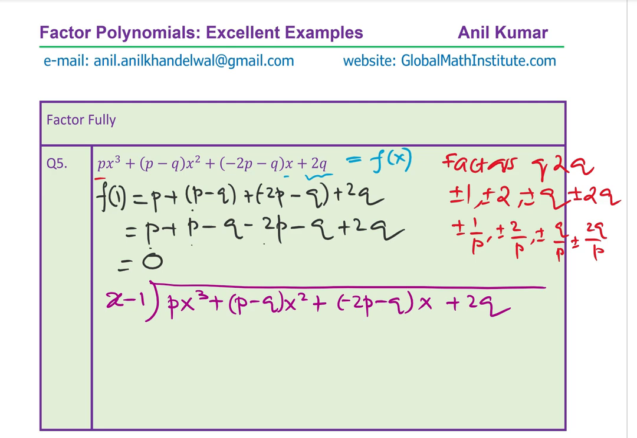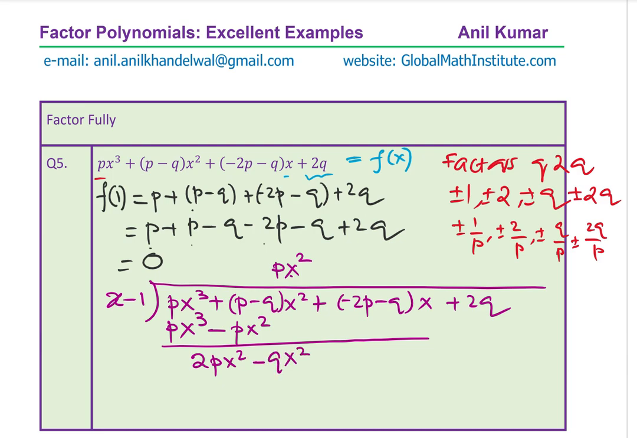To divide it by x minus 1, we have to take the first two terms and we could go for p x squared. That is the process of long division. You could also do synthetic division at this stage. So multiplying by px squared, we get px cubed, taking care of the first term, minus px squared. Now taking this away, what do we get? px squared minus of minus px squared gives us 2px squared, and we have minus qx squared. Let's bring down the other term in x, which is minus 2p minus q x.